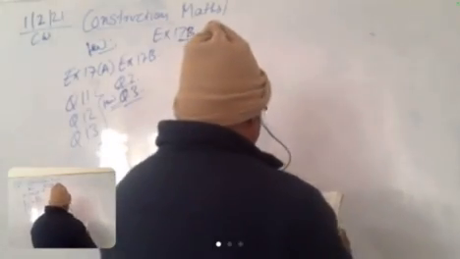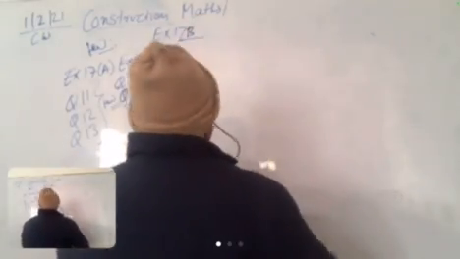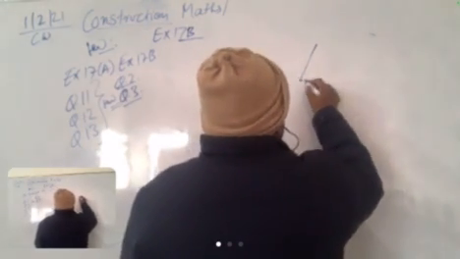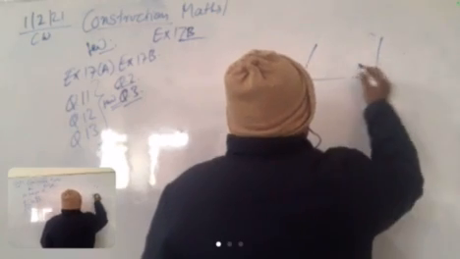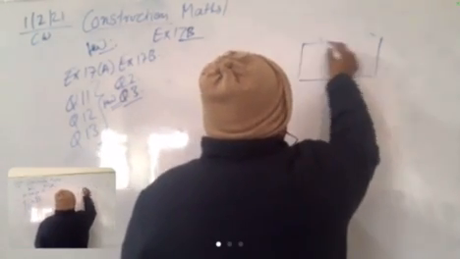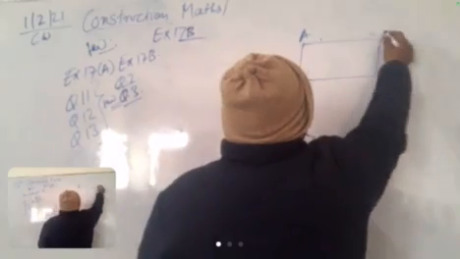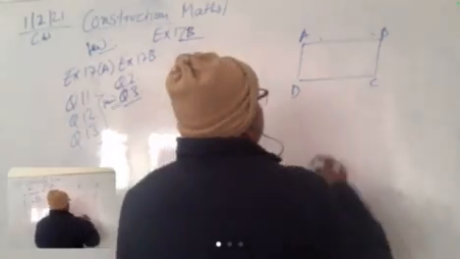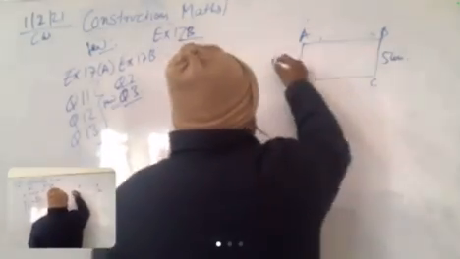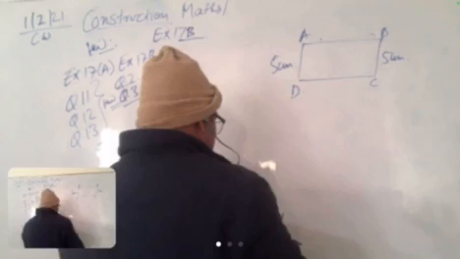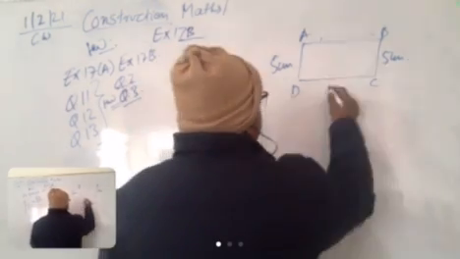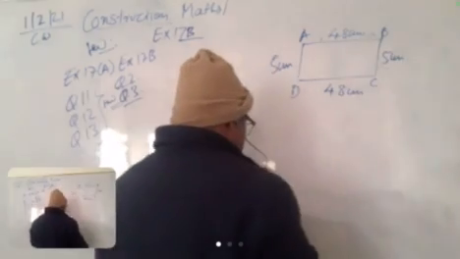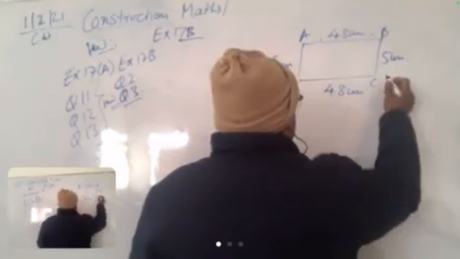Yes, now in question number 4, there is a parallelogram ABCD. So A, B, C, and D here. BC is equal to 5 centimeter, so this is also 5 centimeter. CD is 4.8 centimeter, so this is also 4.8 centimeter. And this is 120 degree.